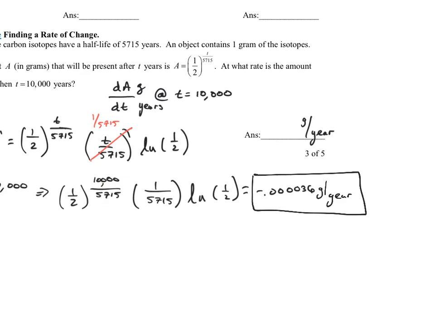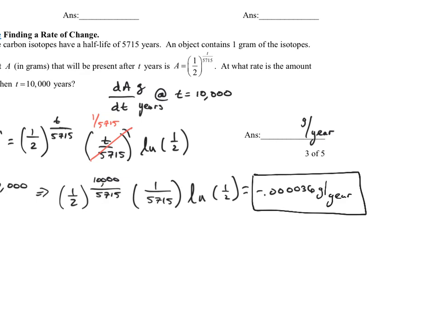So very, very little of this radioactive carbon isotope is disappearing every single year. Again, that's not how much is left. That has nothing to do with how much is left. That's how much it is changing. So from 10,000 years to 10,001 years, whatever the amount of grams that was left of it, there would be 0.000036 grams less in 10,001 years. So that's what we're talking about there. Again, rate of change, derivative at that point. Okay?